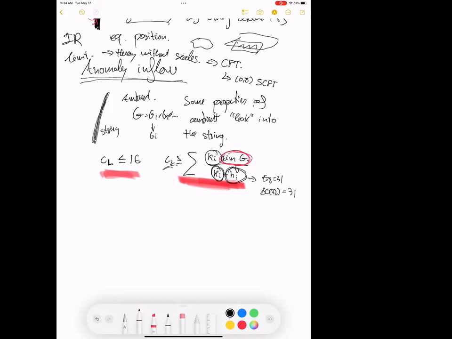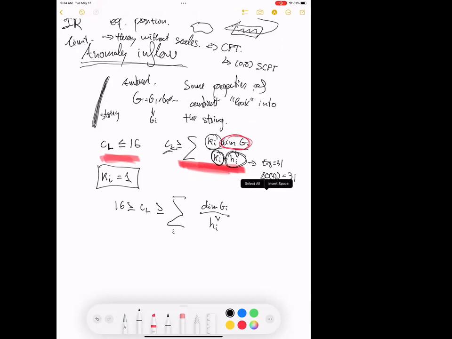In principle, we don't know what these integers are, but because of inflow and unitarity, we know that in this case the KIs are exactly equal to 1. So actually, we can write down a bound: 16 bigger than C left, bigger than the sum of the dimension of GI, over every I, times HI. Okay, we can write this bound. One thing I can do is just forget about this and move it here. So here's a bound.